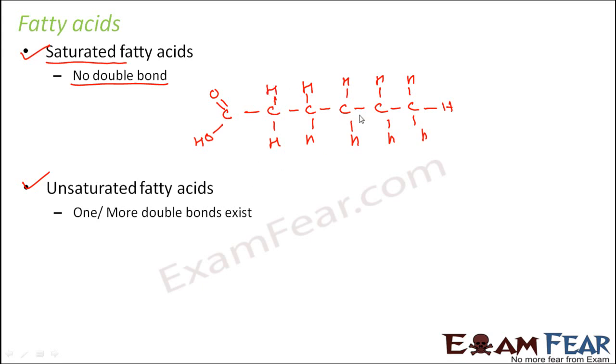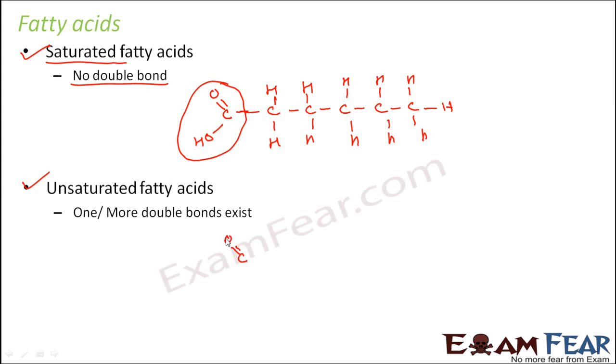So in this, there is no double bond. Don't consider this double bond because this is for the acidic group, that is the carboxyl group. Other than this, there is no double bond. So this is a saturated fatty acid. It is full of hydrogens everywhere. Whereas an unsaturated fatty acid will have a double bond. It can have one double bond, it can have two double bonds, it can even have multiple double bonds.